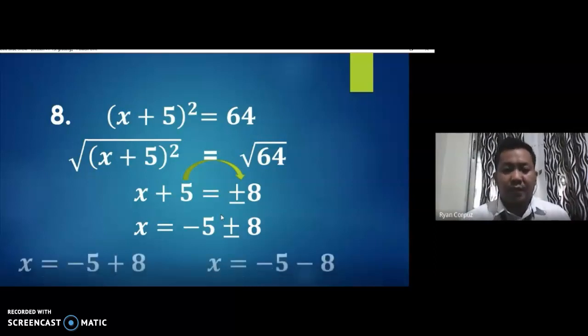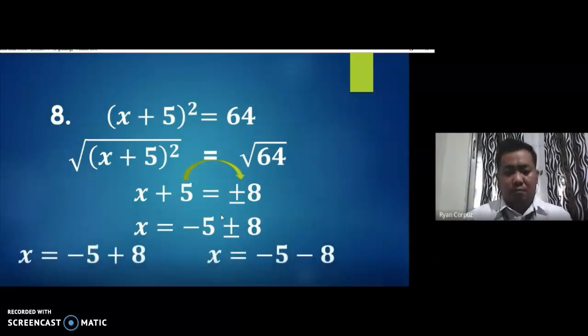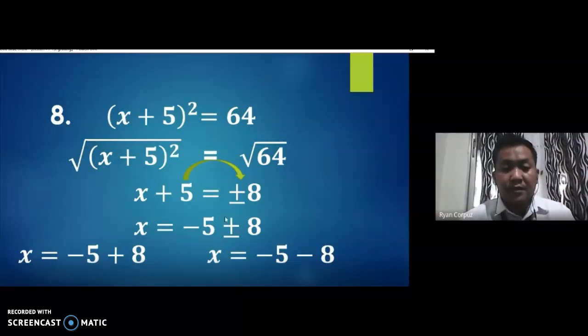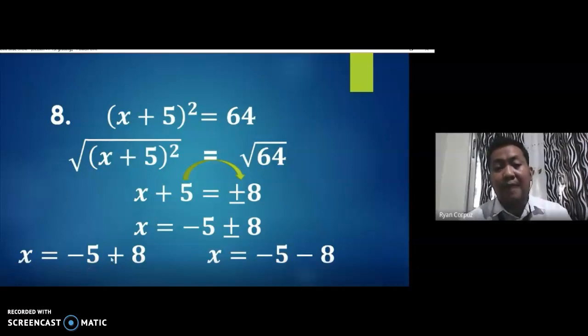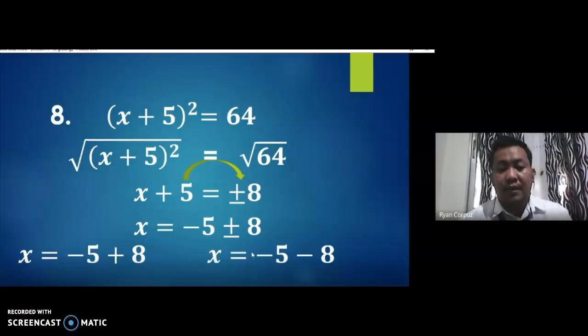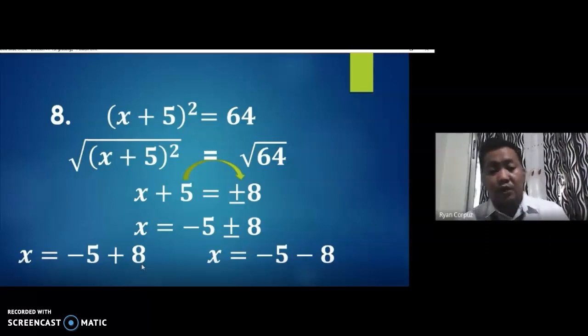So, let us separate the two solutions of the equation. This positive negative here, we are going to separate it. So, we're going to form two solutions. So, that is x is equal to negative 5 plus 8 and x is equal to negative 5 minus 8. So, ito yung positive, ito yung negative 8. So, in that way, we can easily answer the given equation.